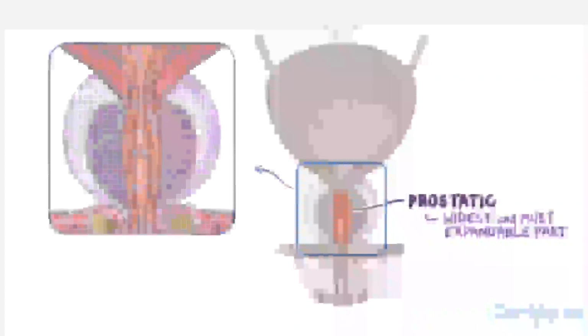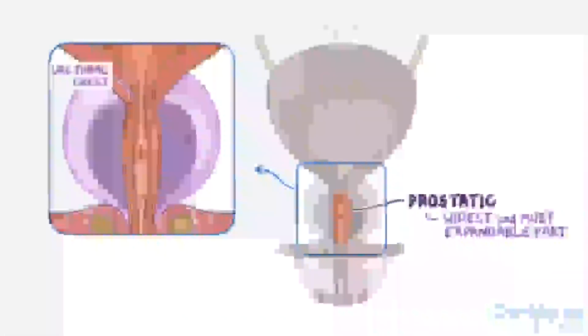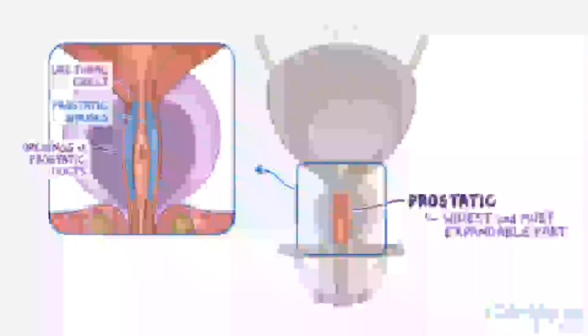Next is the prostatic part of the urethra, which is the widest and most expandable part of the male urethra and travels through the prostate gland. Now, the prostatic part of the urethra is unique from the others, so let's take a closer look inside. The posterior wall of the prostatic urethra has the urethral crest, which is a longitudinal elevation that lies in the midline. This crest has grooves on each side called the prostatic sinuses. These sinuses have many small openings for the prostatic ducts, which carry secretions from the prostate gland into the urethra.